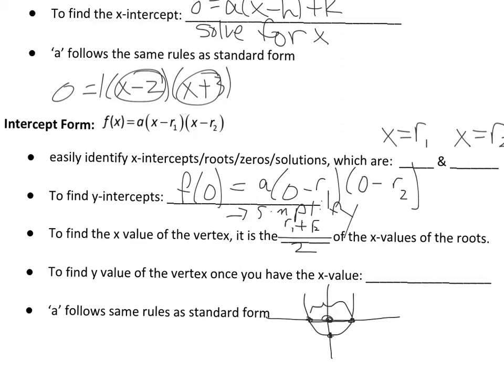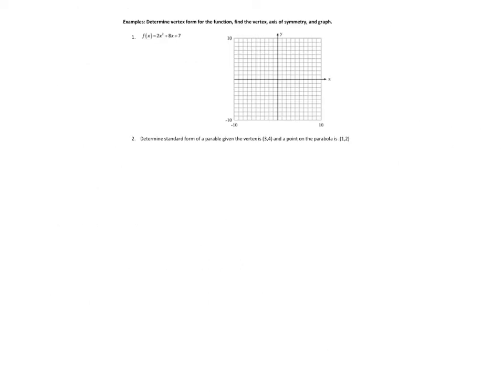To find the y value of the vertex, once you have the x value, simply plug in x, which is at r1 plus r2 divided by 2. Plug in x and simplify. A follows the same rules as above.